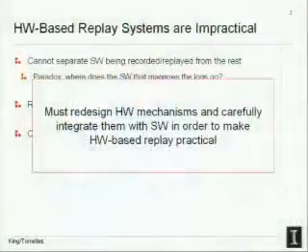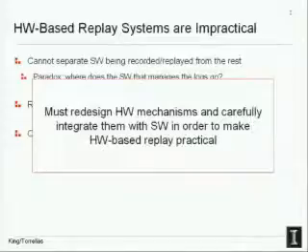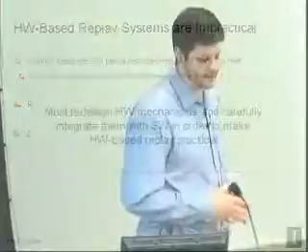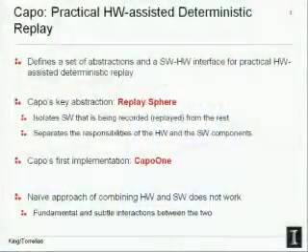But fundamentally, in order to do this, we have to redesign the hardware mechanisms that we use for doing replay, and we have to integrate it into a real operating system and a real software system. So what I'll be talking about today is Capo. This is our practical hardware-assisted deterministic replay system. Really, Capo is a hardware-software interface for allowing software to access underlying replay hardware.